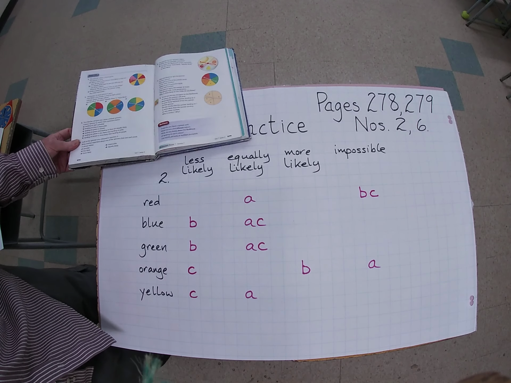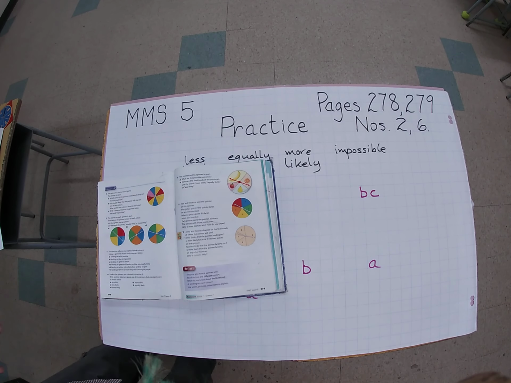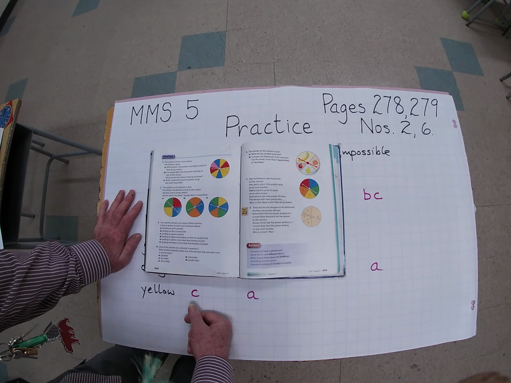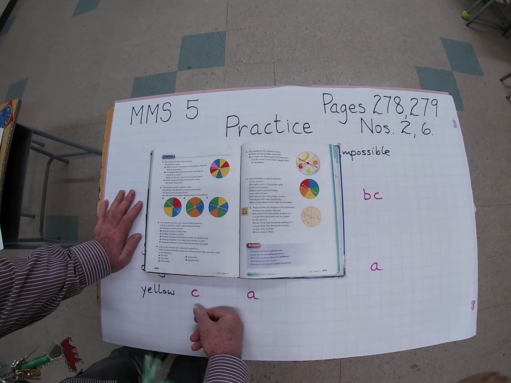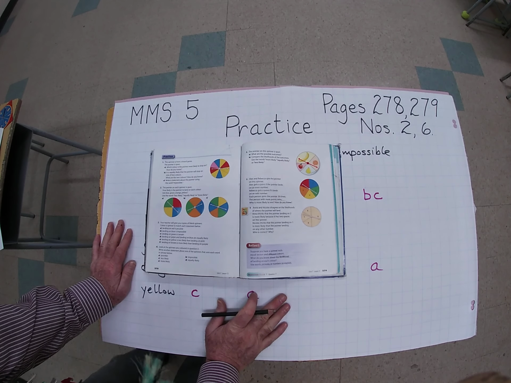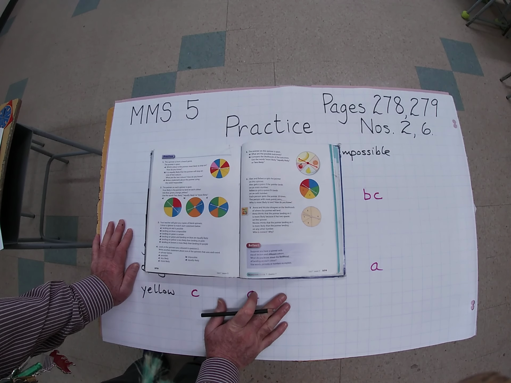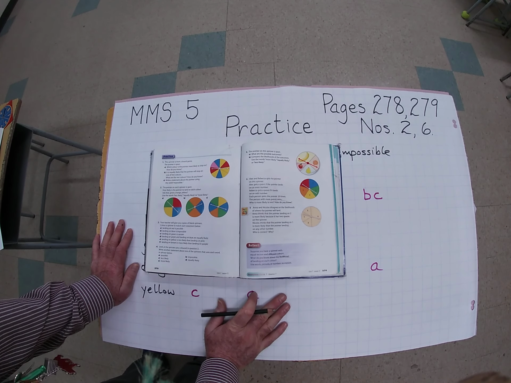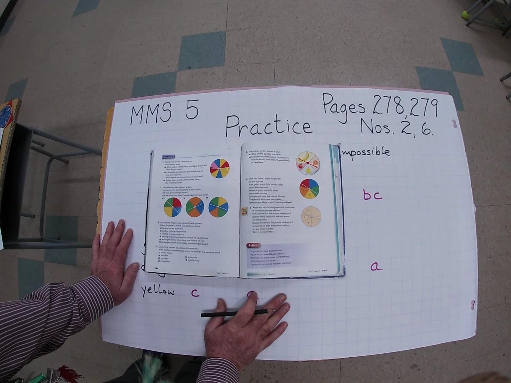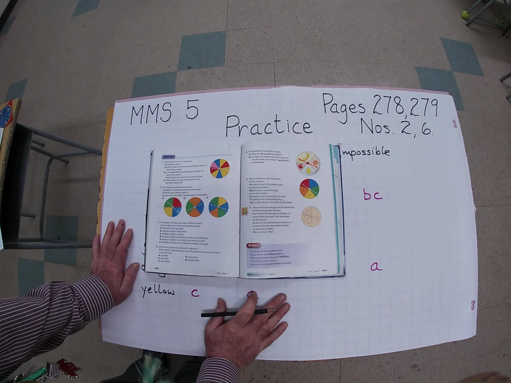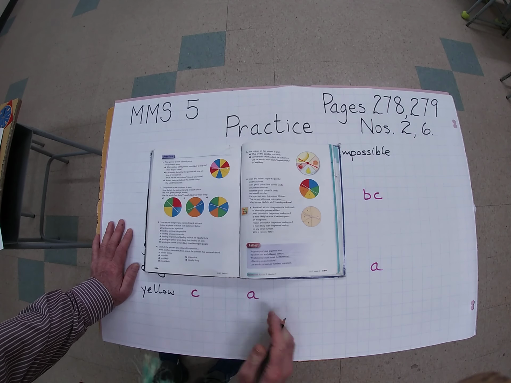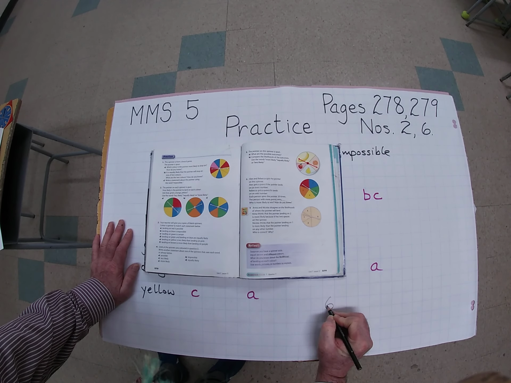Okay, so that's number 2. Number 6: Alex and Rebecca spin the pointer on this spinner here. Alex gets a point for an even number. Rebecca gets a point if it lands on an odd number. Each person spins the pointer 20 times. The person with the most points wins. Who is more likely to win? How do you know? Okay, so this is just going to be a statement.